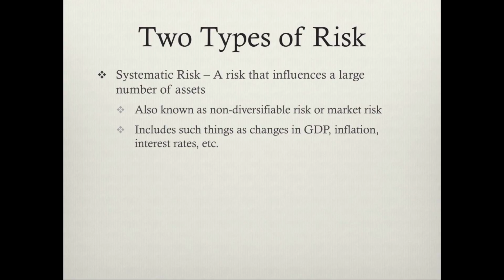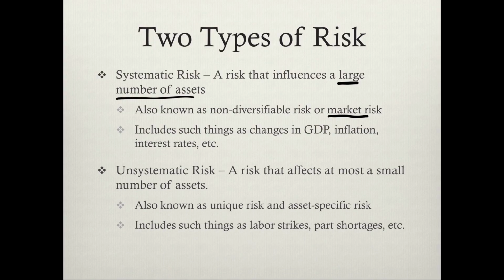The first type of risk is what is called systematic risk. This is a risk that influences a large number of assets. It's also called non-diversifiable risk or market risk, in the fact that systematic risk affects the entire stock market. It includes such things as changes in GDP, inflation, and interest rates. If there's any condition that impacts the entire market, it's not about the actual condition, it's about what its impact is. If the impact affects the entire market, that is a systematic risk present with investing in stocks. The other type of risk is unsystematic risk.